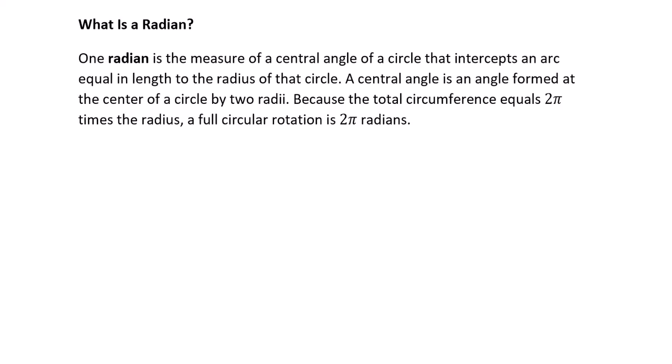Converting between degrees and radians. What is a radian? 1 radian is the measure of a central angle of a circle that intercepts an arc equal in length to the radius of that circle. A central angle is an angle formed at the center of a circle by 2 radii. Because the total circumference equals 2 pi times the radius, a full circular rotation is 2 pi radians.